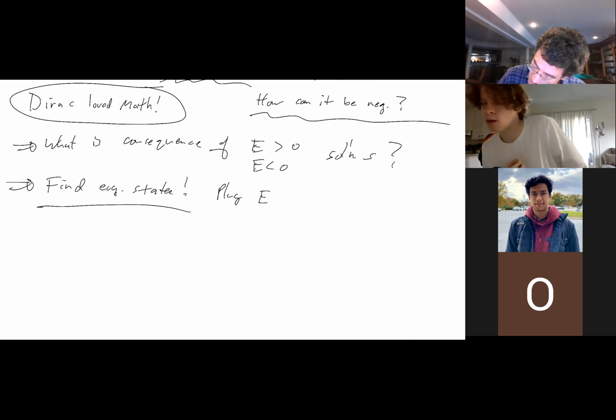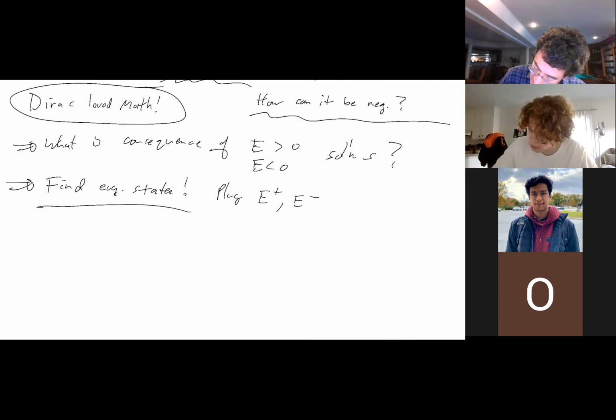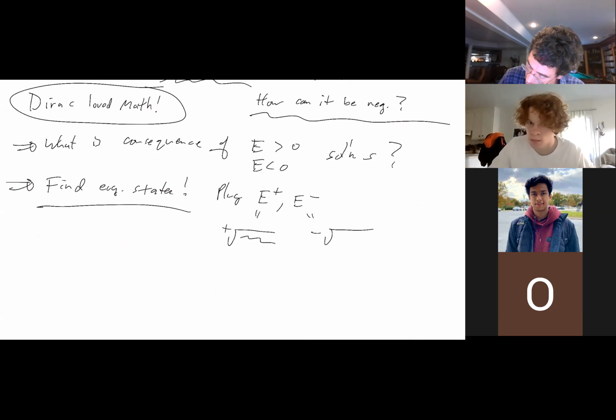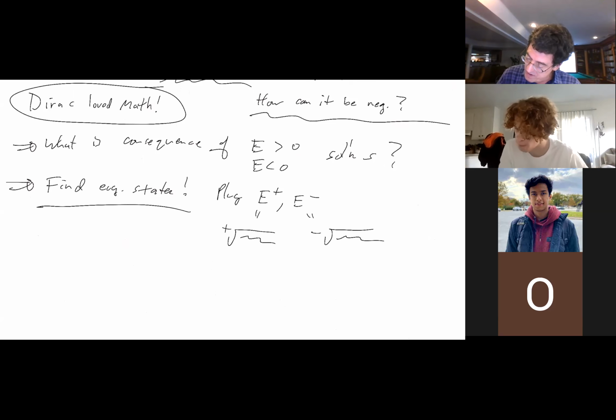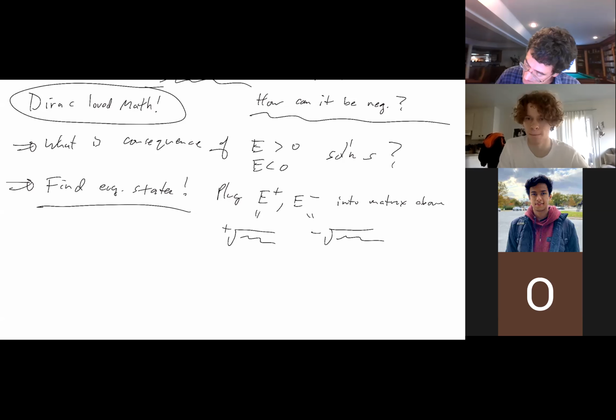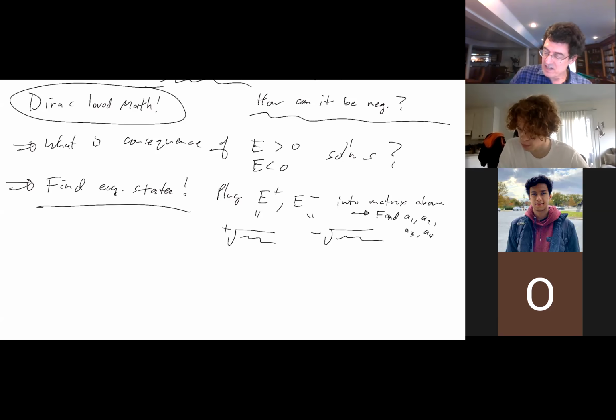Now I'll call the solutions E plus and E minus, okay? That's the positive one, plus square root, and this one is the negative one, negative square root. Okay, so I got the positive and negative solutions. Let's plug them into the matrix above and find A1, A2, A3, A4.